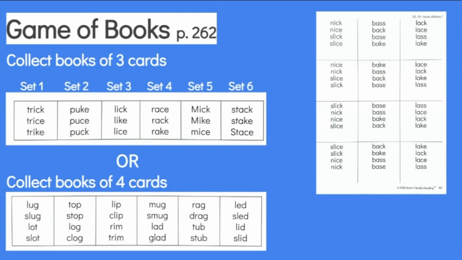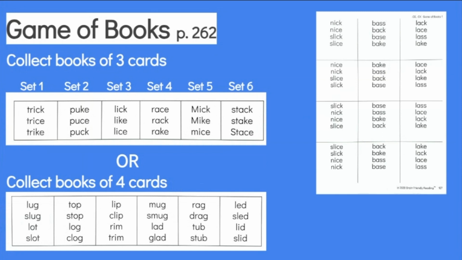So if you see these boxes of words, know that you can create a game of books with these words. You can simply handwrite the words onto cards or paper, and you will need either 3 or 4 cards for each set of words, depending on how many words are on the card. You can choose to have 3 words on a card and collect a book of 3 cards, like in this example where we have trick, trice, and trike.